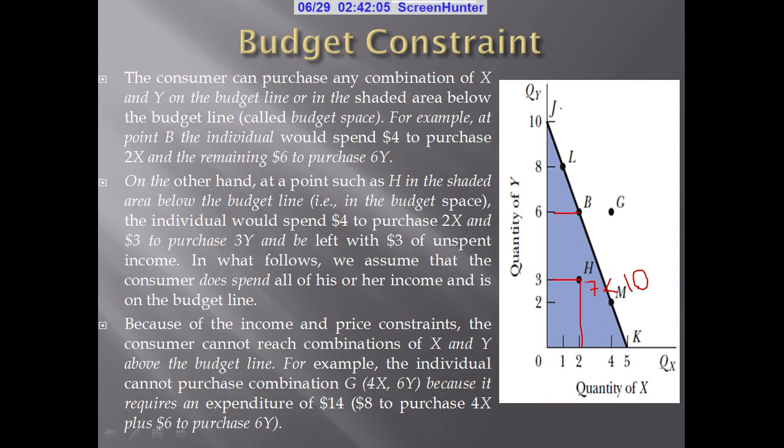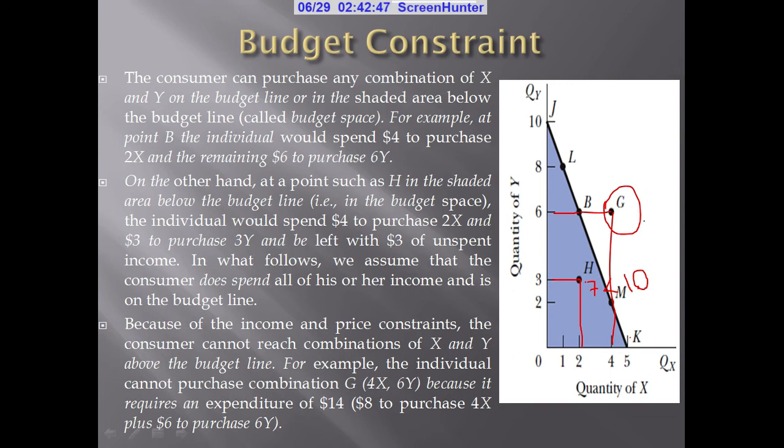Px x plus py y is not equal to 10, it is less than 10. But we assume that the individual consumer spends all of his or her income and remains on the budget line. He will consume at the budget line. At point G, this is also a point. At this point, the individual's combination of two goods is 6 units of Y and 4 units of X.